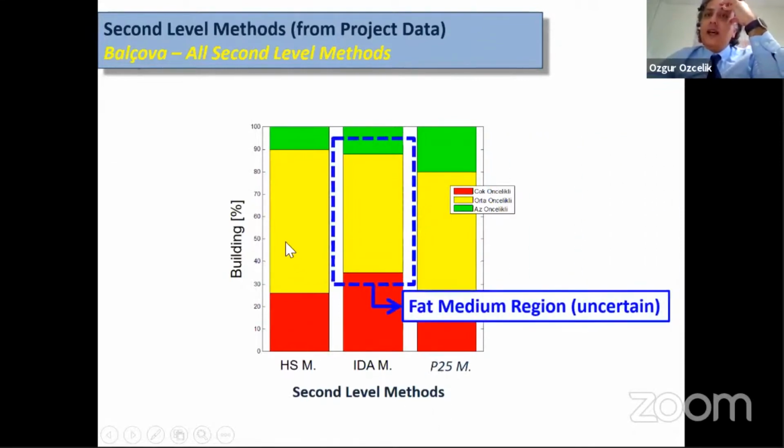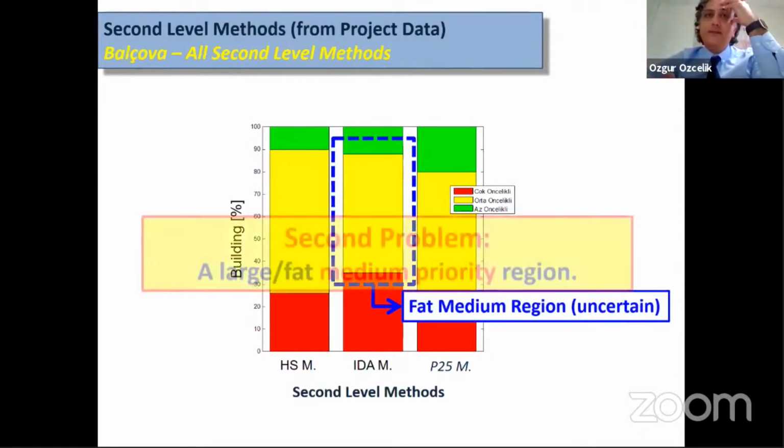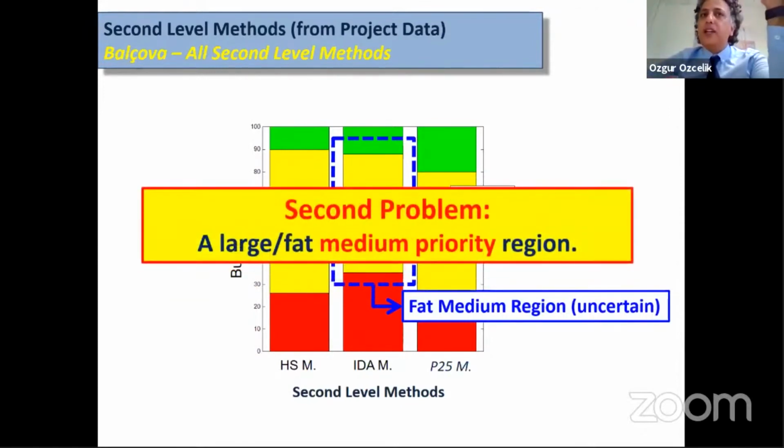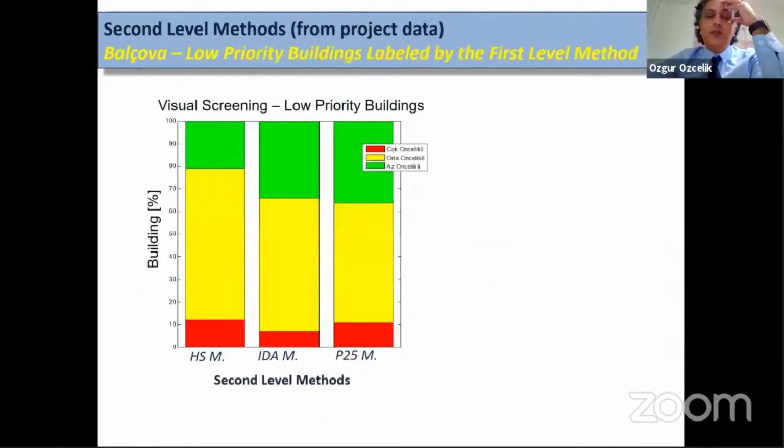As you can see, in all of these results, there is a fat medium region, which is a very uncertain region, because we cannot say for those buildings within the middle region whether they are safe or not. So a large fat medium priority region.